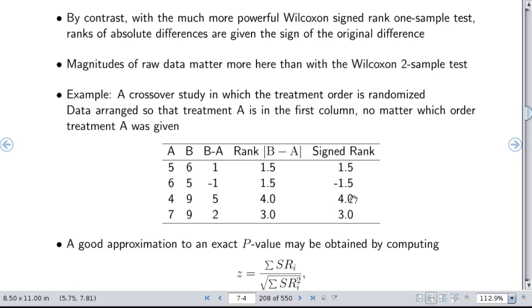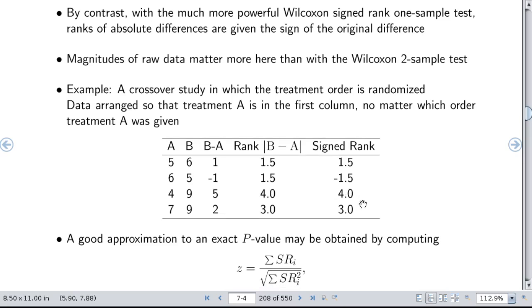Now, to get the signed rank, we just take the sign of the original differences and place that in front of this, and so now we have the signed rank. So now you see that, in a sense, these two observations kind of cancel each other, but we're taking into account magnitudes. So this difference here has the largest rank, and that's being accounted for in the signed rank test.